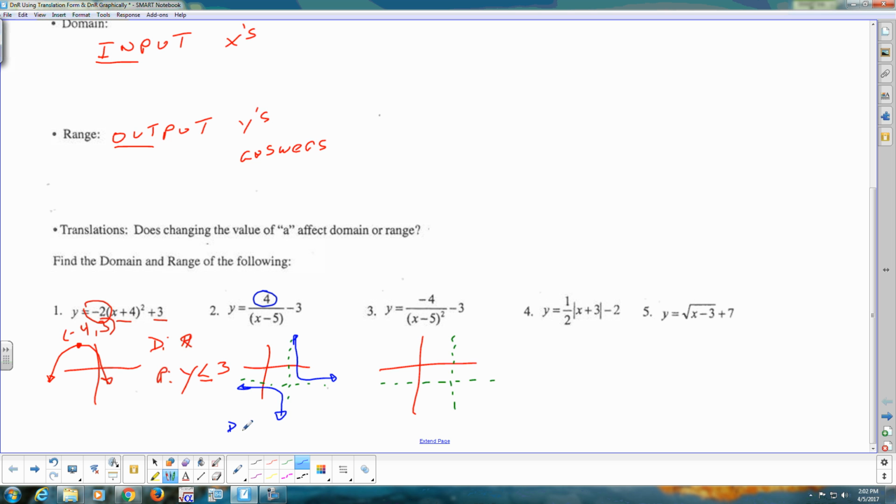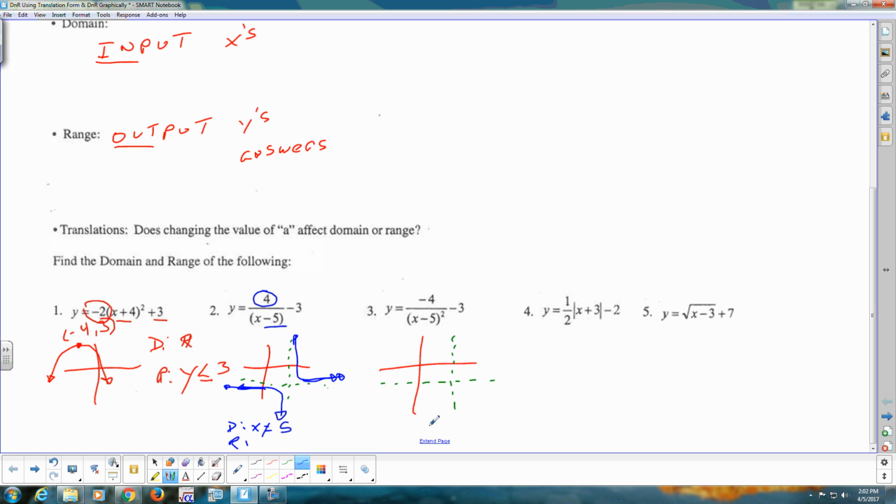So the domain, can you go as far left as you want? Yep. I can go all the way out left I want. Can you go as far right as you want? Yep. As far right as I want. But as you move left to right, there's a gap. Where is that gap happening? It's happening at 5. So x cannot be 5.